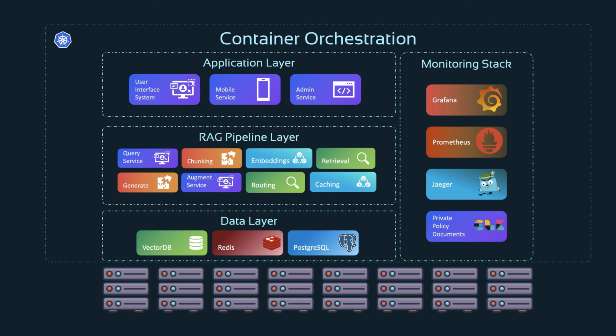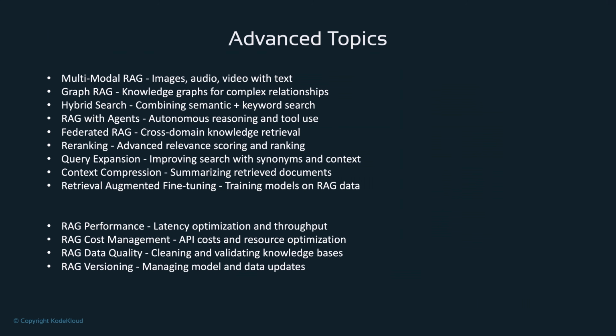Now, this layered architecture separates concerns clearly. Applications handle user interactions. The RAG pipeline processes the core functionality, and the data layer provides storage. This can handle thousands of concurrent users while maintaining high availability and performance. Well, that's a high-level overview. We haven't spoken about a lot of advanced topics like multimodal RAG, graph RAG, hybrid search techniques, federated RAG, re-ranking techniques, query expansion, context compression.